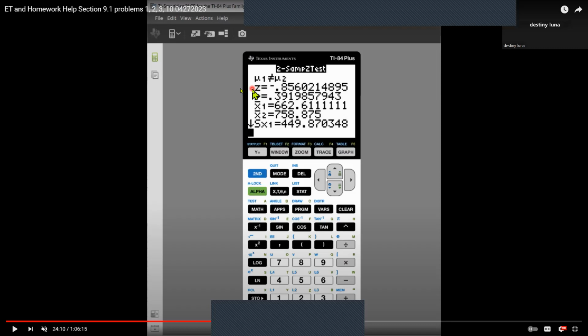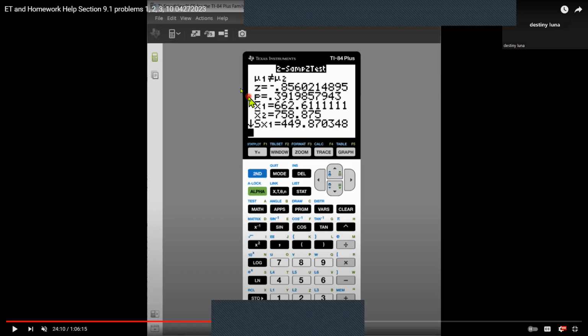And your P, which is your p-value, is equal to 0.3920, because there's an 8 after the 9. 0.39, 20. Okay.